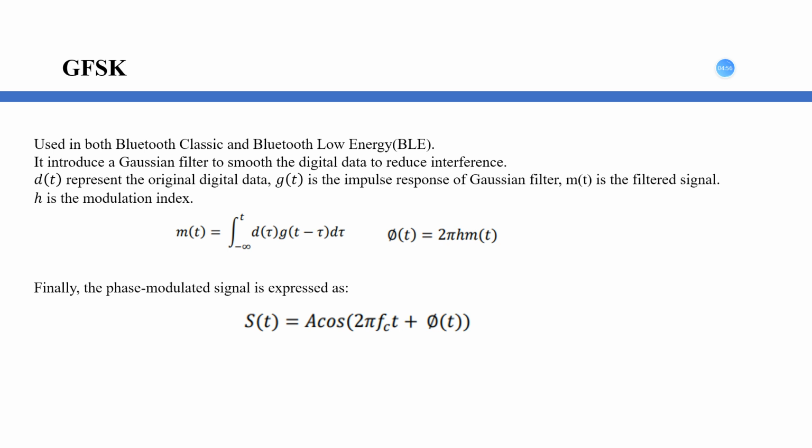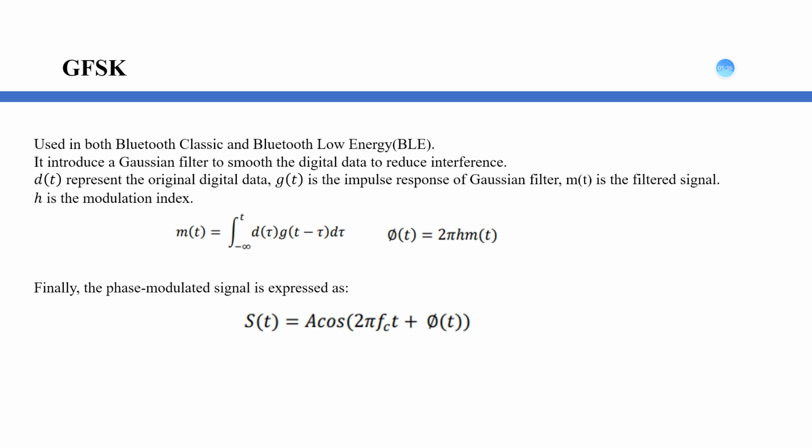Let DT represent the original digital data stream, which passes through a Gaussian filter with impulse response GT. The filtered signal is expressed as MT. The design parameter of the Gaussian filter is usually measured by the bandwidth-time product, BT. A lower BT value may lead to increased inter-symbol interference. Conversely, a higher BT value reduces ISI but broadens the signal spectrum.